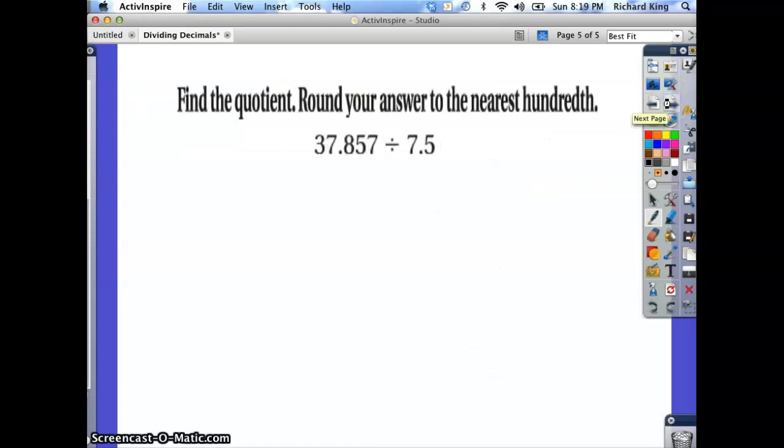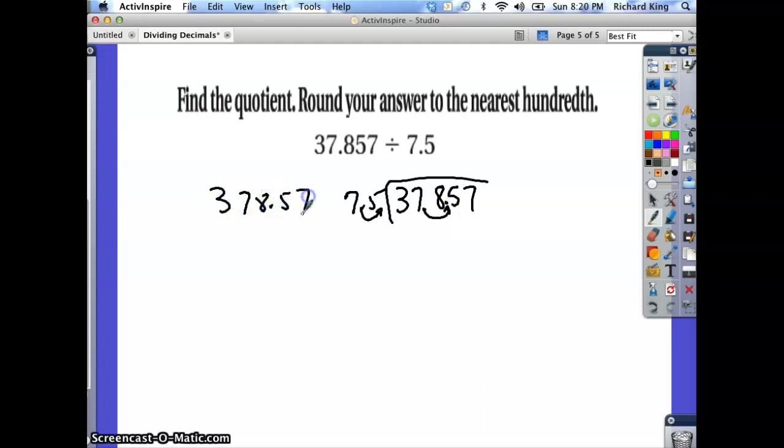Our last problem, we're going to round this one to the nearest hundredth. So let's go ahead and do the division first, and then we'll round at the end. So we have 37.857 divided by 7.5. Again, your divisor must be a whole number. You're going to have to move it one place to make it a whole number. So you move it one place in your divisor, and you have to move it one place in your dividend. So let's rewrite this: 378.57 divided by 75. Again, decimal straight up in your answer. We're going to round this to the nearest hundredth, so that means we've got to go to the thousandths place to do that.